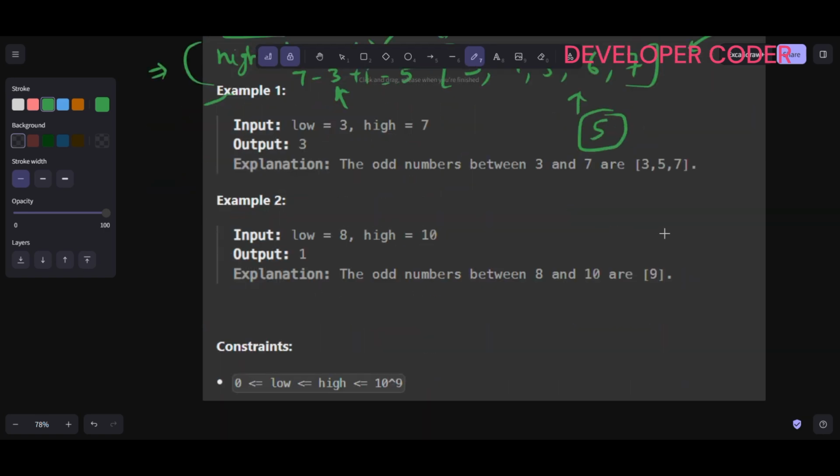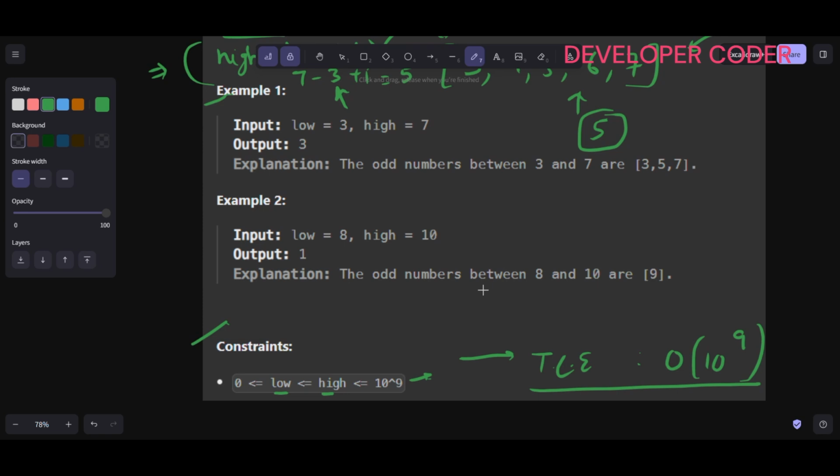Now here, these are the constraints, right? Low and high go from 0 to 10 to the power 9. Definitely I'm not going to iterate over all the numbers from 0 to 10 to the power 9, because then I will get a time limit exceeded error. Do you want me to run my loop 10 to the power 9 times? No, right? I will get a time limit exceeded error, so I have to think about some shortcut.